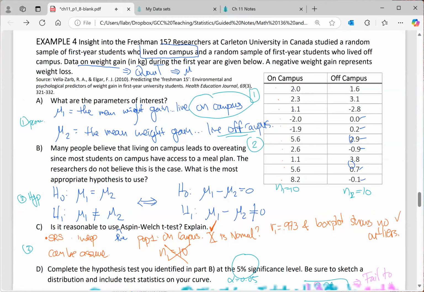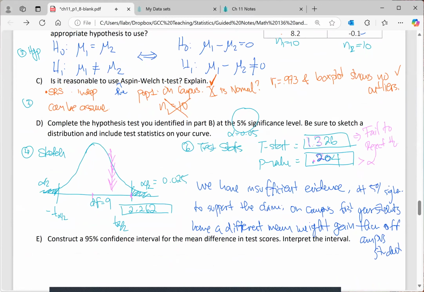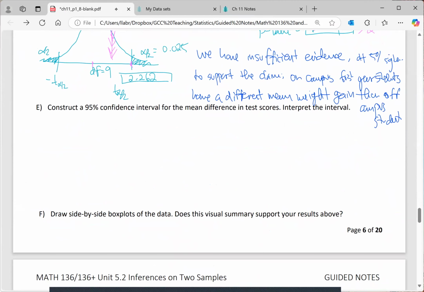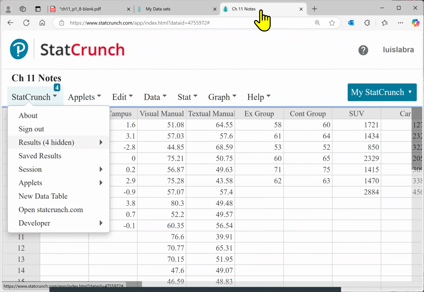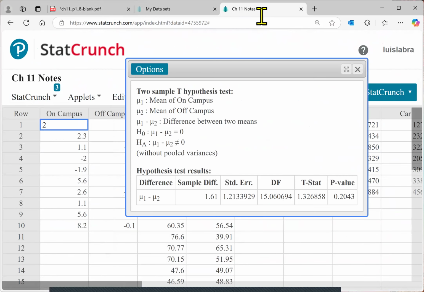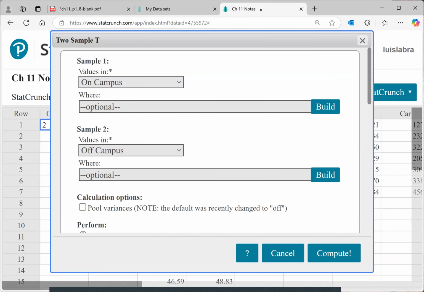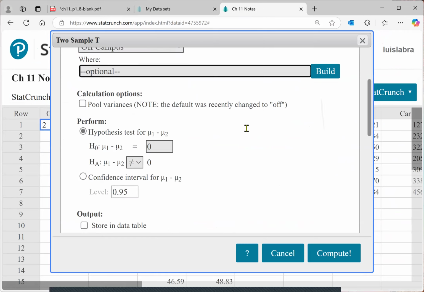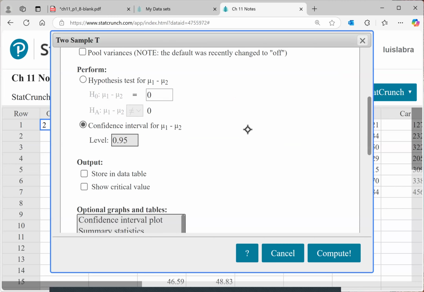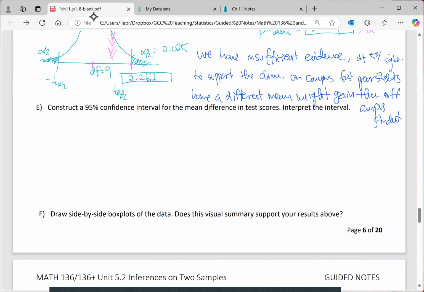All right, and so that does it for that hypothesis test. Now there are more parts here for us to do. So part E says, let's construct a confidence interval. And remember that a confidence interval, you already know how to compute because you're simply going to change the output. You're going to say, I just did a hypothesis test. Let's edit that to a confidence interval.